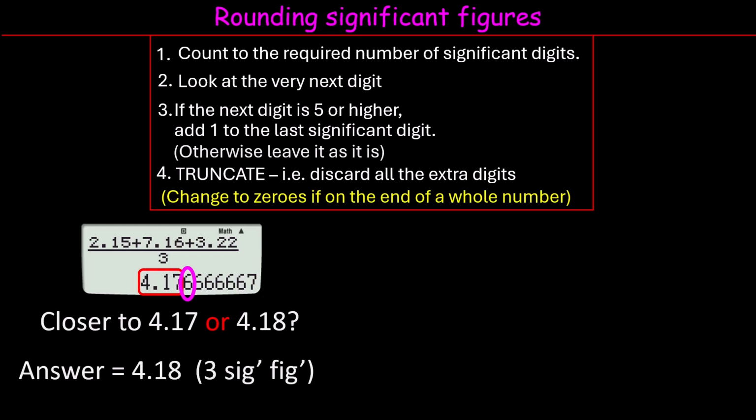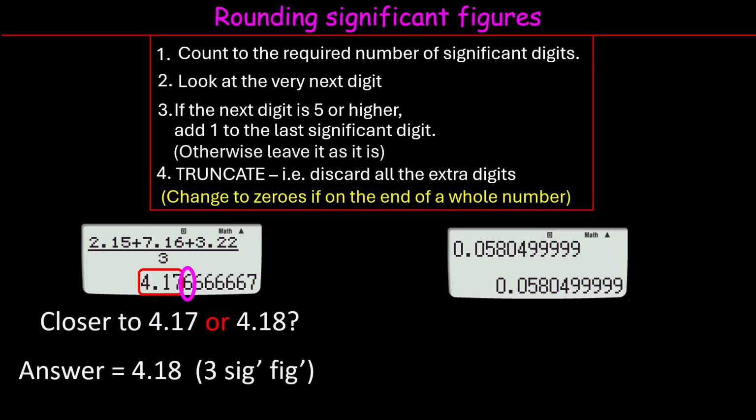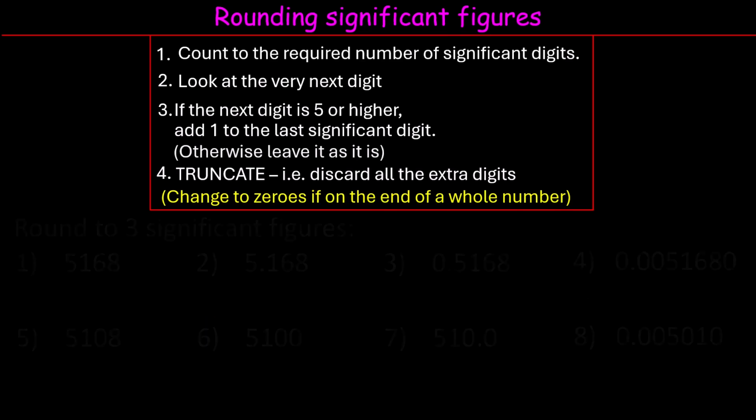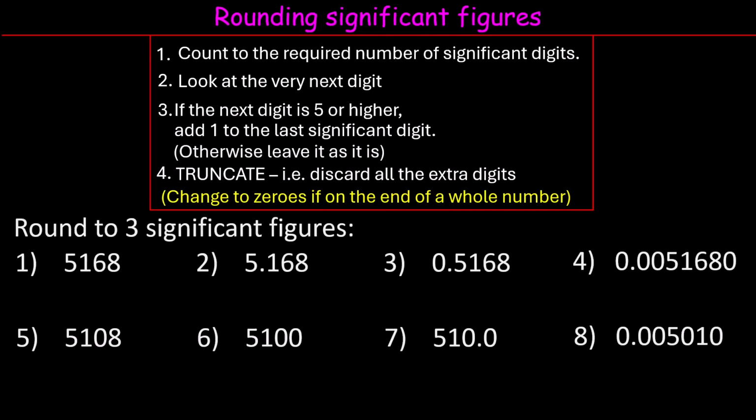It's good practice to state the rounding that has been applied when giving your final answer. In this display, the third significant figure is a 0, and the next digit is only a 4. So we are less than halfway from the 0 to the next possible digit, a 1. So we leave it as it is. The number is closer to 0.0580 than it is to 0.0581.